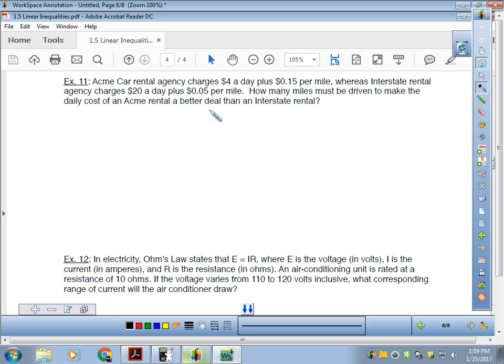Well, if Acme is a better deal than an interstate rental, that means that Acme is less than interstate. If it really is a better deal. Okay. So Acme needs to be less than interstate to make it a better deal. So let's see what we got.